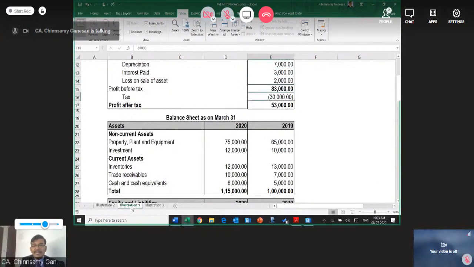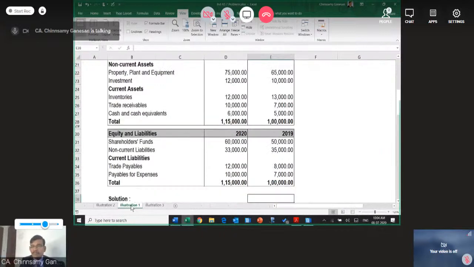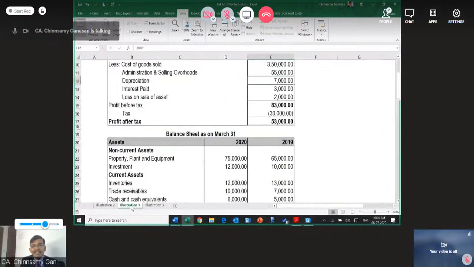And there is a reduction in the inventory. To that extent, there is an outflow which is happening in operating activity. Trade receivable, we have already adjusted that number. Cash and cash equivalent, opening balance, closing balance. Similarly, shareholders fund, new shares came in, 10,000. Should be shown as part of financing activity. Non-current liabilities, 35,000 becomes 33,000. That means there is 2,000 rupees of repayment which has happened. That should be part of my financing activity. Trade payable we have already considered.